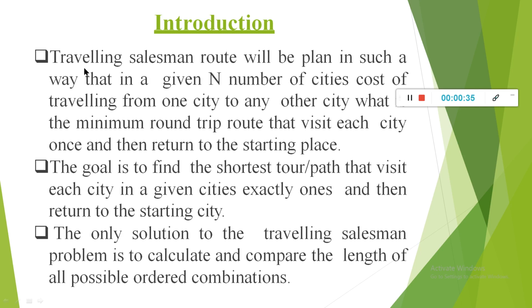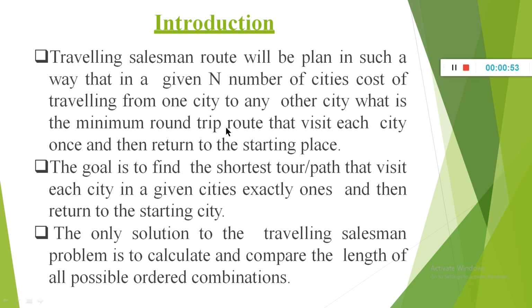So here we'll see what a traveling salesman or salesperson is. A route will be planned in such a way that, in a given n number of cities, with the cost of traveling from one city to any other city, we find the minimum round trip route that visits each city once and then returns to the starting place. This is called the traveling salesperson or salesman problem.